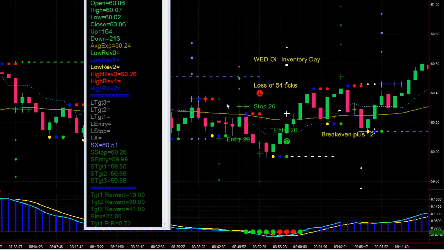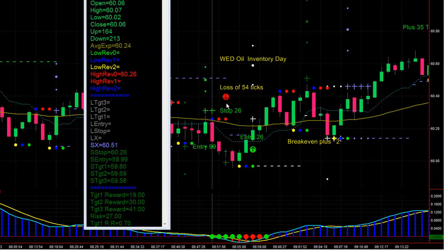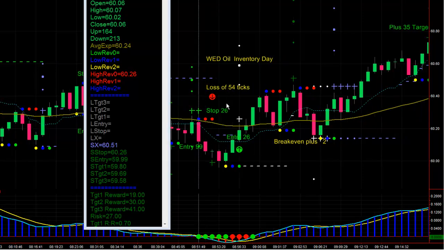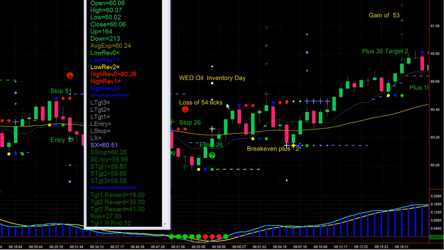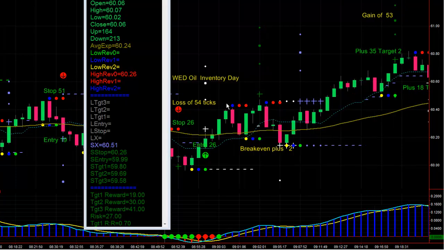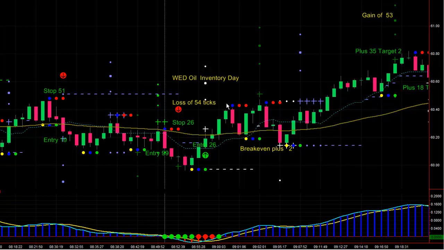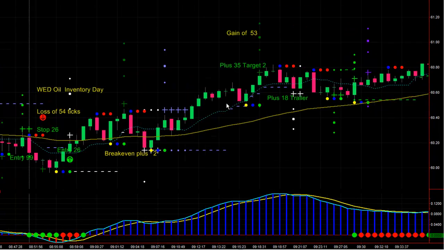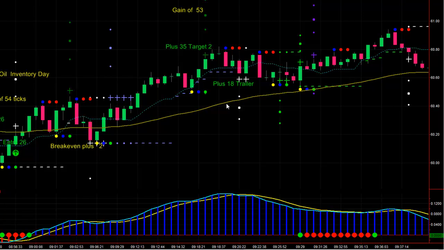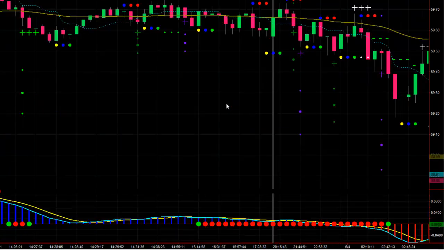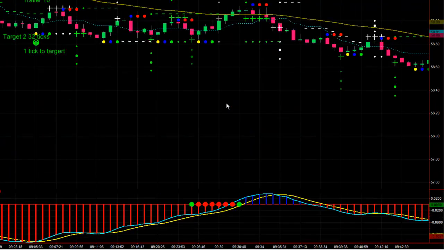This purple, you can see, triggers in, goes to money management. The trailer moves up, and then it goes on up to full target, gain of 54. So again, you won 54 and 53. That outweighs your loss of 54 ticks. So again, you're winning every day. Let's take a look at our final Thursday, and then I may glance at Friday.